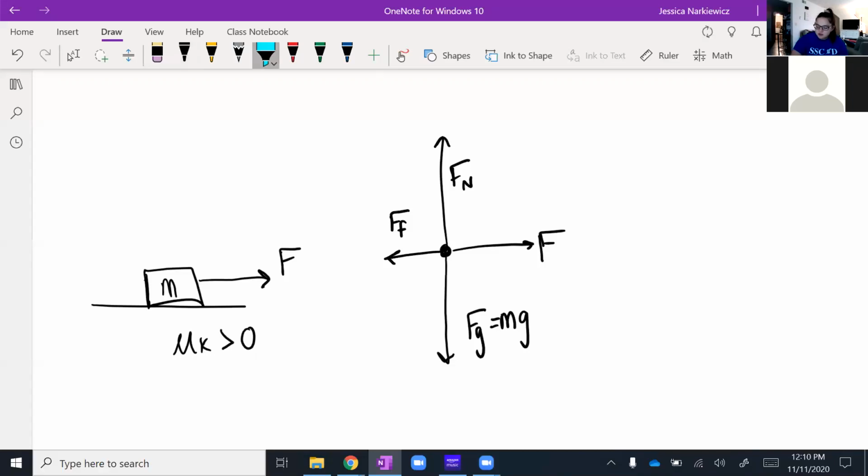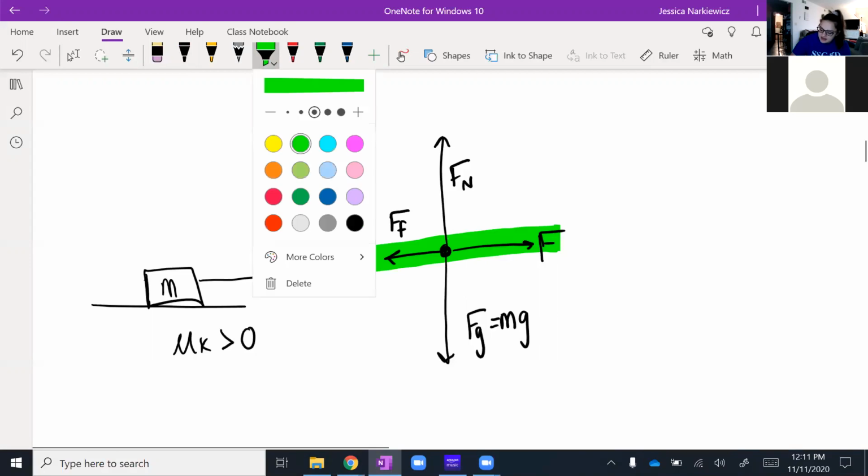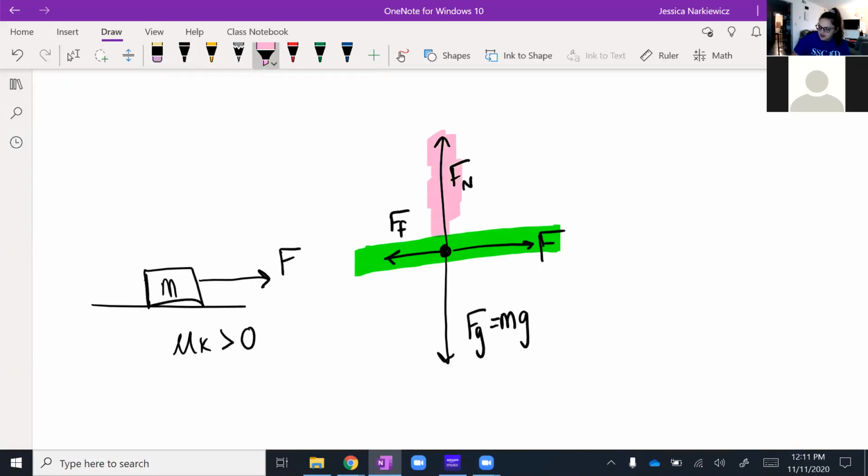I usually highlight my free body diagrams, and I usually highlight anything in the moving direction in green. Sorry, my laptop keeps doing that. And then anything in the non-moving direction in pink or red. And what I've highlighted is essentially what my equations are going to become.